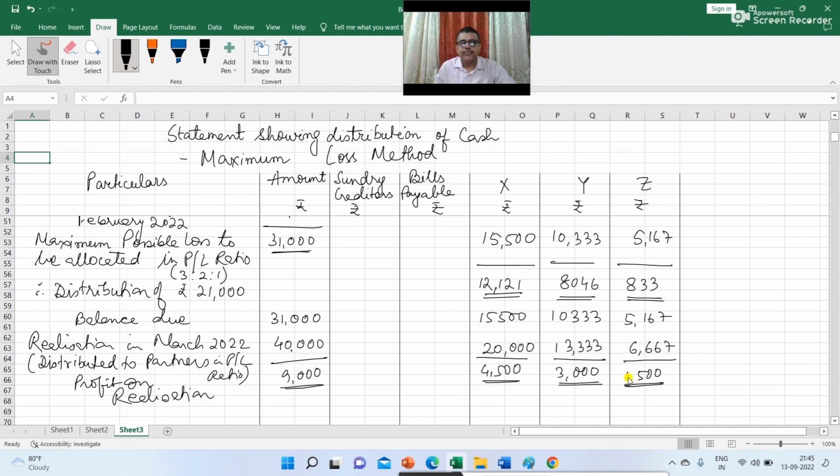So I hope you have noted down the solution the way I have shown it here. If you do it on your own at least 2 to 3 times, then I expect that you can easily solve the distribution, or prepare the statement showing distribution of cash through the maximum possible loss method.